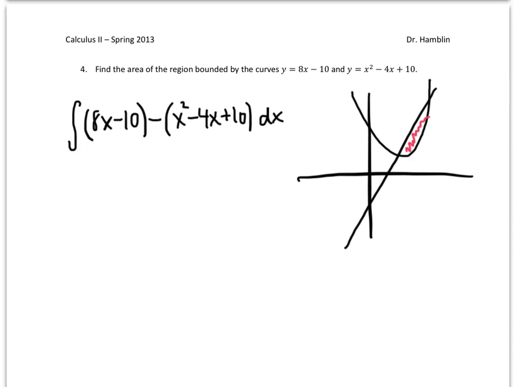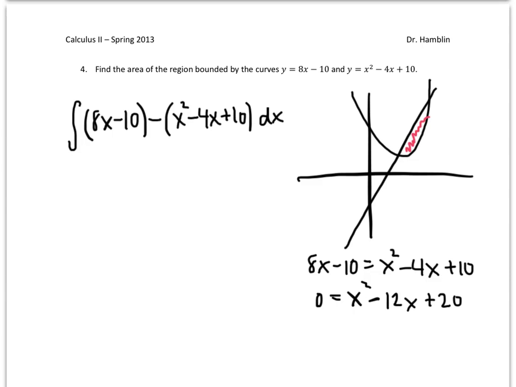And to do that, we need to figure out when these two curves are equal to each other. So we need to solve the equation 8x minus 10 equals x squared minus 4x plus 10. But that's an easy quadratic equation. So we get 0 equals x squared minus 12x, add 10 to both sides, plus 20. So we're looking for two numbers that multiply together to be positive 20, but add together to be negative 12. It doesn't take us too long to figure out that we need negative 10 and negative 2.